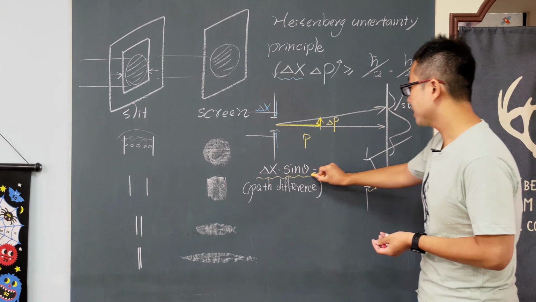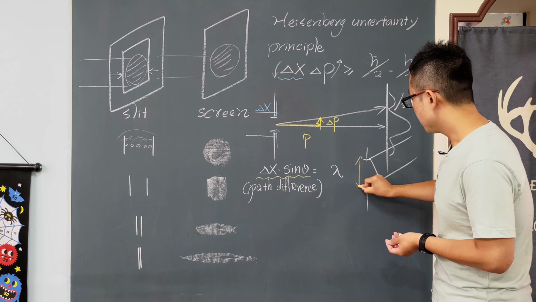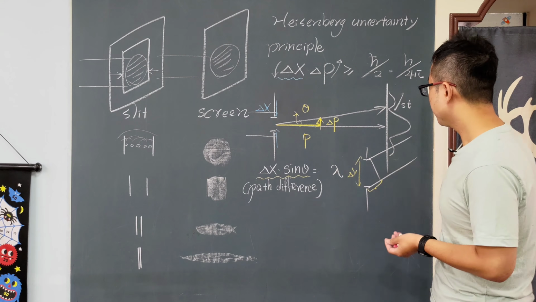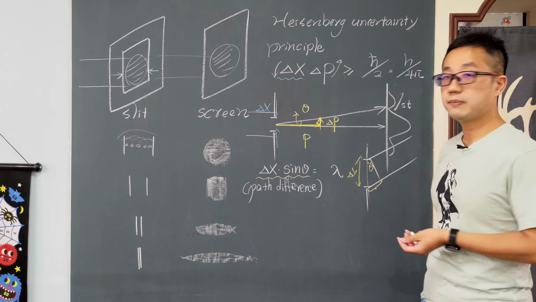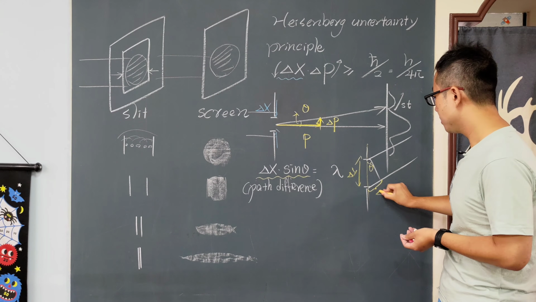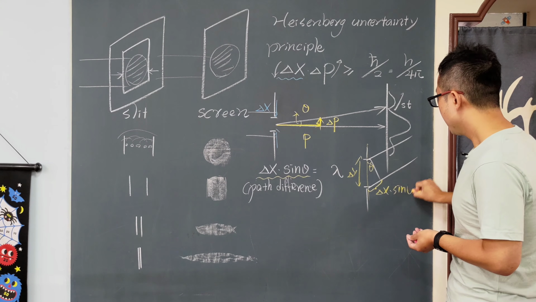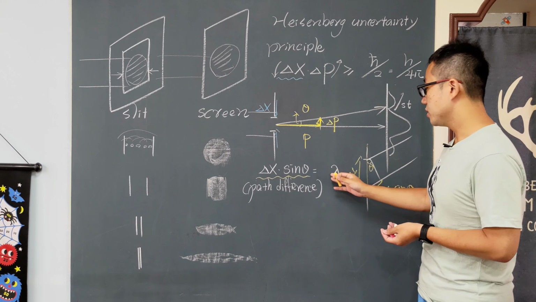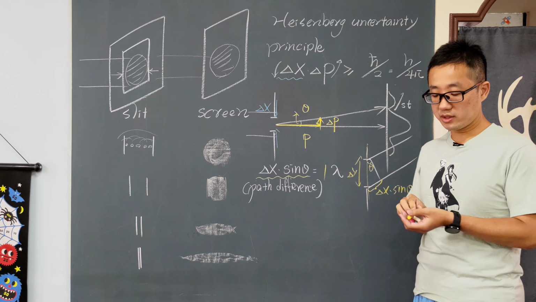Your path difference is delta X times sine theta. This is your delta X, and this is your diffraction angle, the diffraction angle right here. This is what we learned in high school physics. So this is your path difference, delta X times sine theta. If I want to derive the first destructive interference, the condition is one lambda.